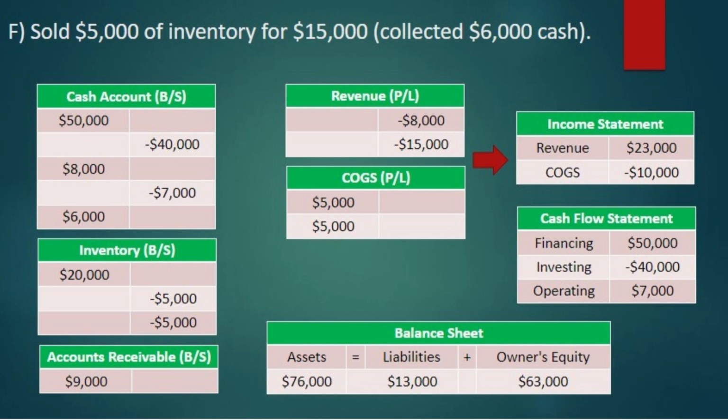We credit inventory for $5,000 against cost of goods sold. The profit coming from this transaction is $10,000, revenue minus cost. It will impact our equity. We include $6,000 in our cash flow statement, operating section.